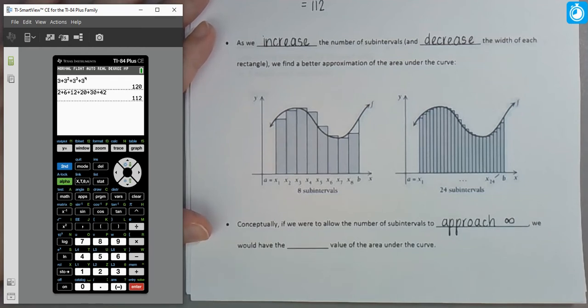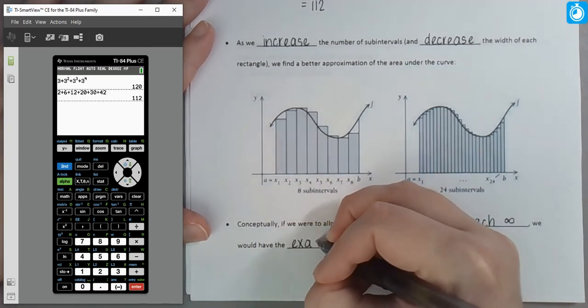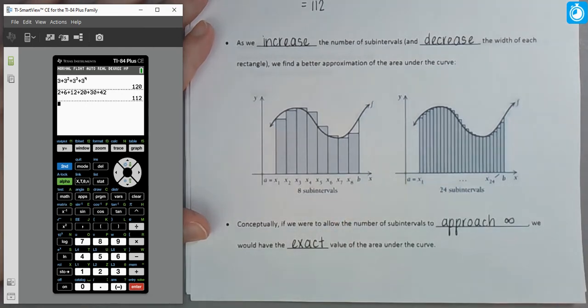We can take a limit of the number of subintervals, that would give us, conceptually speaking, the exact value of the area under the curve.